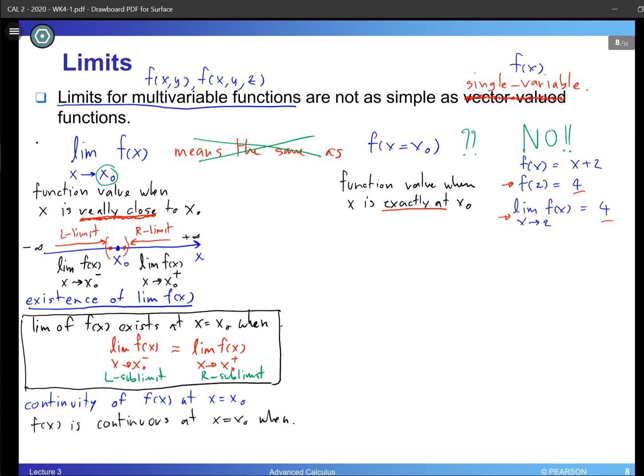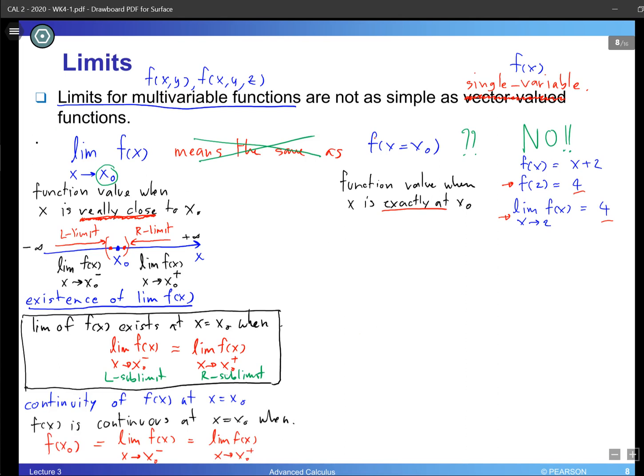So let's bring that down here. This part is exactly the same. The limit of f(x), x approaches x0 from the left hand side, equals the limit of f(x) when x approaches x0 from the right hand side. Well, they turn out to be exactly the same here, but we need to add one more condition right here. And these two need to be equal to the function value at that point.